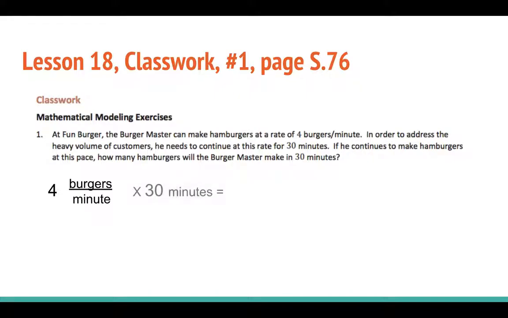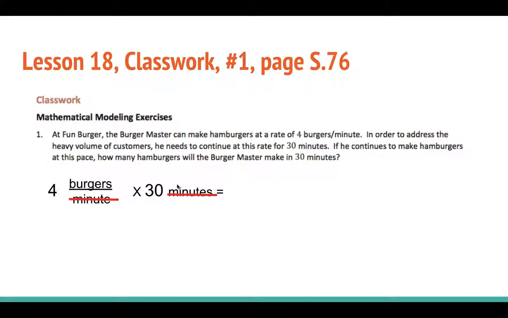A couple of things to note, right? So we want to continue this rate for 30 minutes. We want to see how many burgers our Burger Master can make. So we are actually going to be crossing off. Okay, so this is like you're multiplying with fractions. Remember how a whole number is like saying 30 over 1. So the minutes is actually also the same thing.